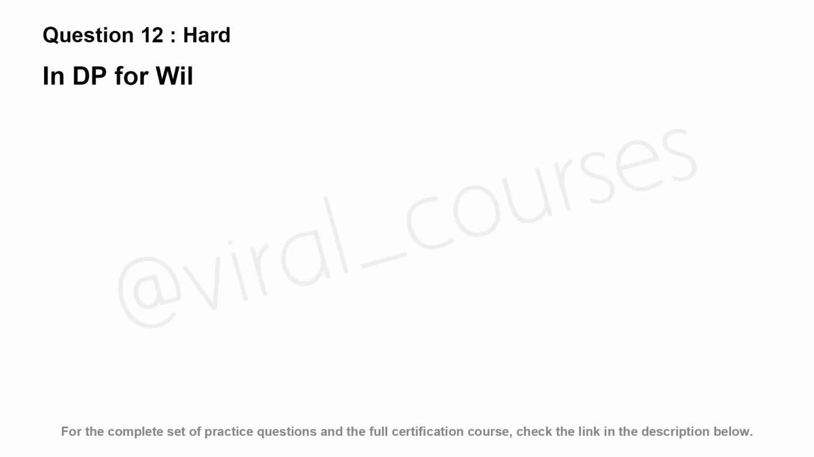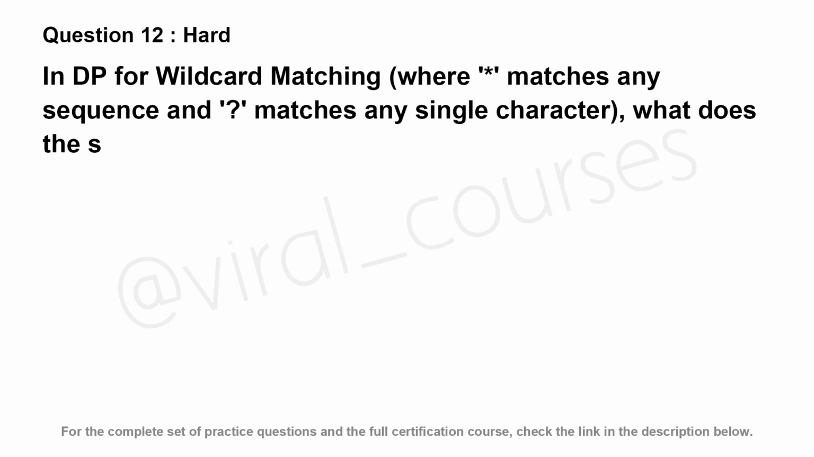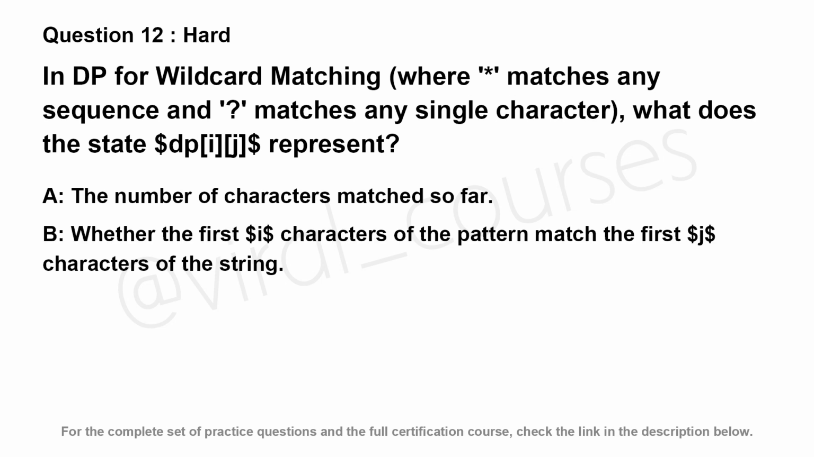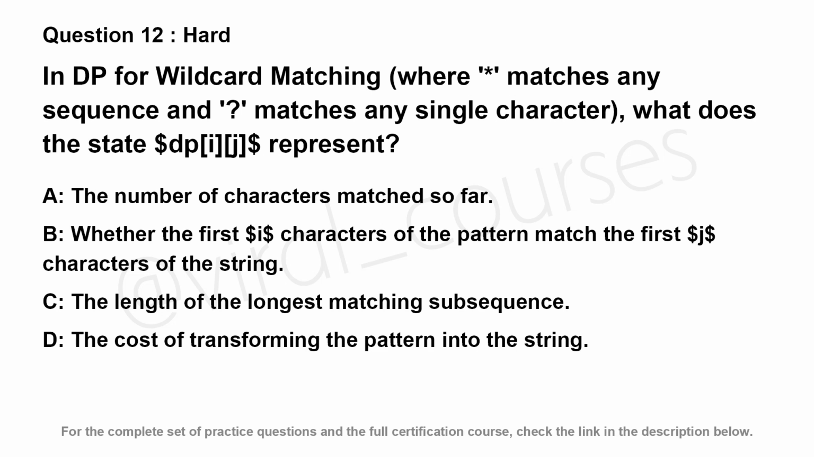In DP for wildcard matching, where asterisk matches any sequence and question mark matches any single character, what does the state $dp[i][j]$ represent? Option A. The number of characters matched so far. Option B. Whether the first $i$ characters of the pattern match the first $j$ characters of the string. Option C. The length of the longest matching subsequence. Option D. The cost of transforming the pattern into the string.